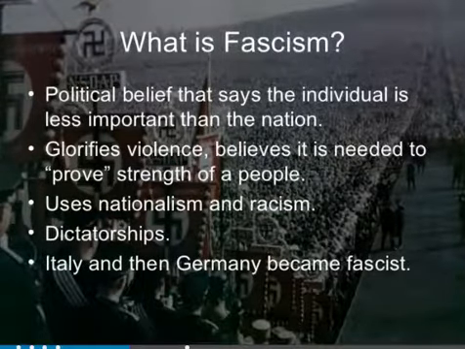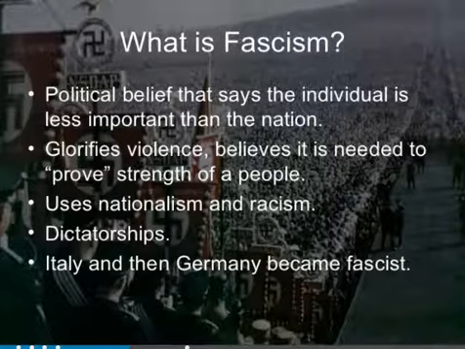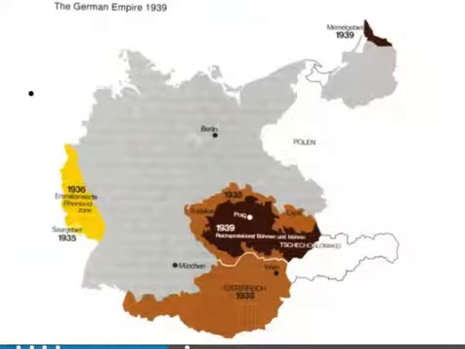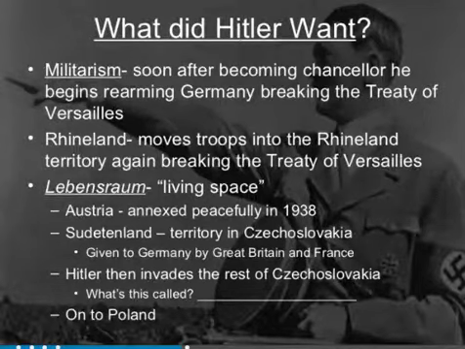Fascism is a political belief that says the individual is less important than the nation. It glorifies violence, believes it is needed to prove strength of a people, and uses nationalism, racism, and dictatorships. Italy and Germany became fascist. So, some pictures. More pictures.